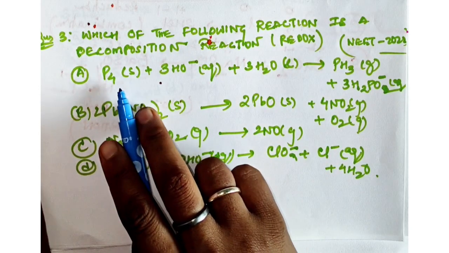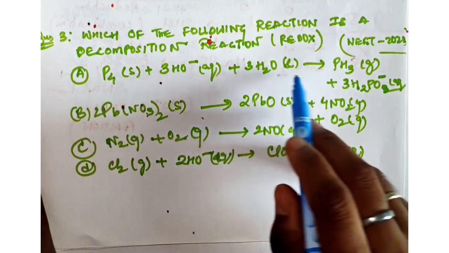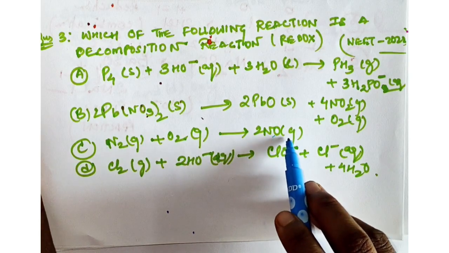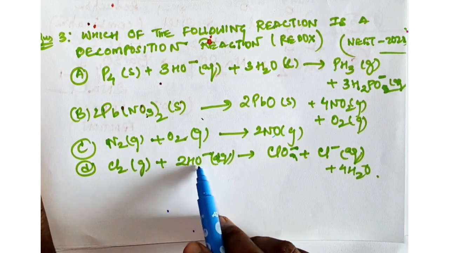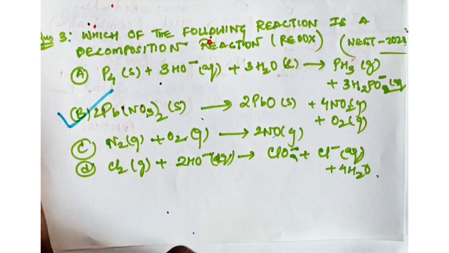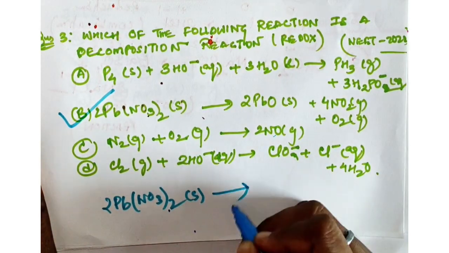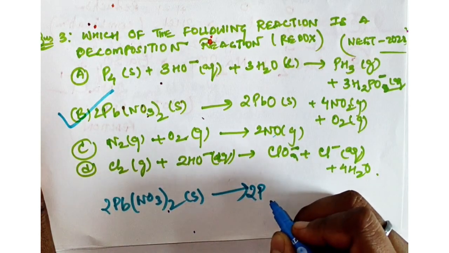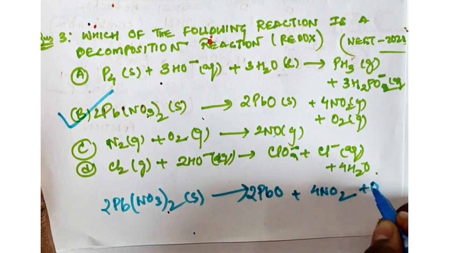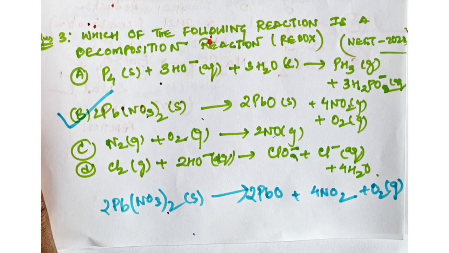So see here in number A, P4 is solid. Is it not combining to give a product? It's a combination reaction, so it is not decomposition. In number C, nitrogen and oxygen are combining and giving you NO, so it is again a combination reaction. Cl2, again this is a displacement reaction, so this is not decomposition. Only number B is a decomposition reaction, where you have twice Pb(NO3)2, which is solid. It is decomposing, that means it is breaking down into elemental state. See here, 2PbO and 4NO2 plus O2, which is a gas, which is in elemental state. So at least one should be in elemental state.